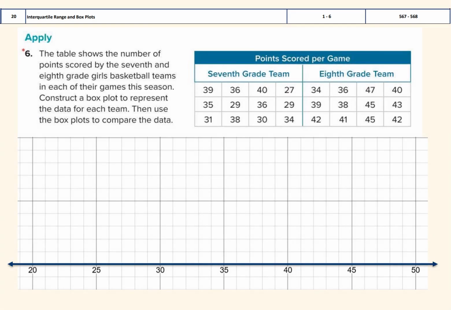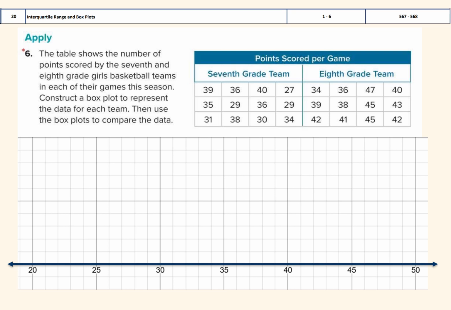So now I will draw the box plot for each team. Let's start first with the 7th grade team. You need first to draw a number line. As you see, the number line starts from 20 and ends with 50. But actually, this is not the only one. Of course, you can create your own number line, but it should fit the data set you have.